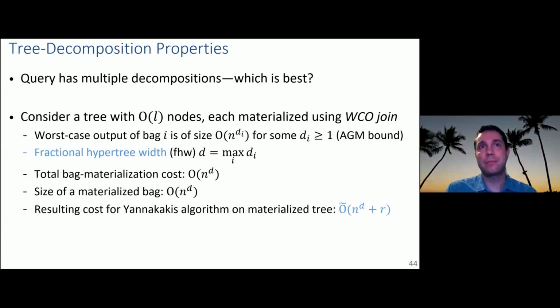And that is called the fractional hypertree width, FHW. If we know the fractional hypertree width of this decomposition, we know that the total bag materialization cost is in the order of n to the power d, and the size of each bag is also order of n to the power d. And if we run Yannakakis on such a corresponding tree, it guarantees order n to the power d plus output size of the actual query complexity. This is exactly how these tree decompositions try to make an improvement over just applying a worst case optimal join algorithm on the entire given query directly.